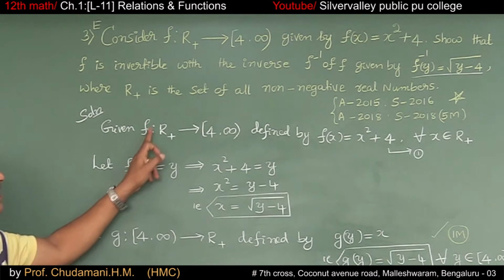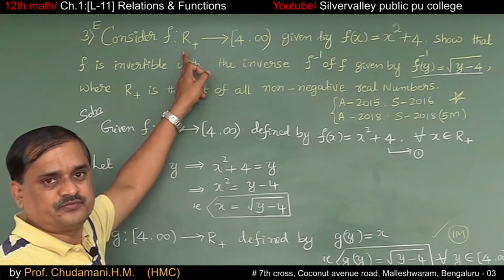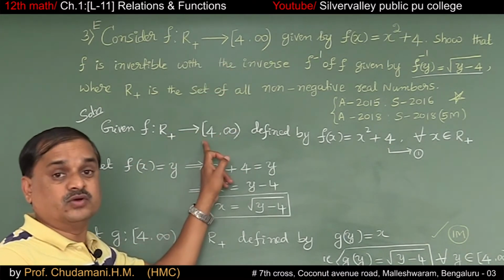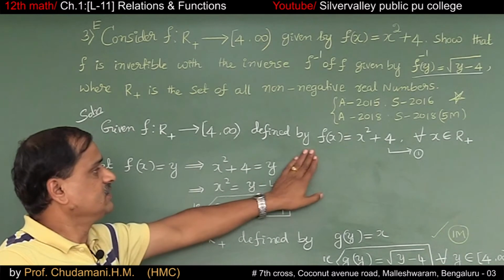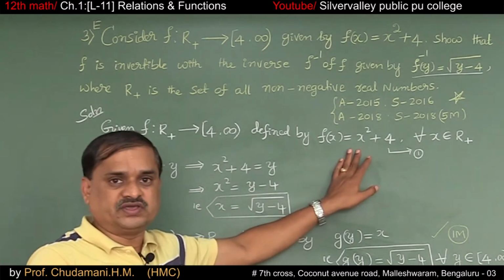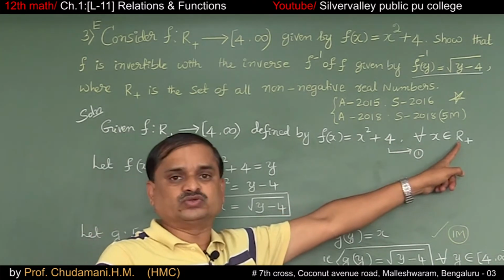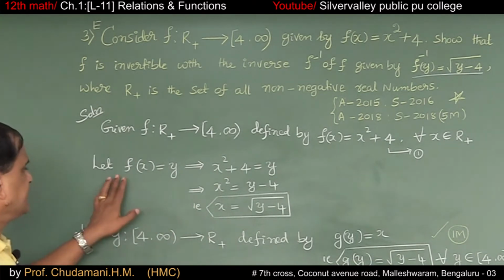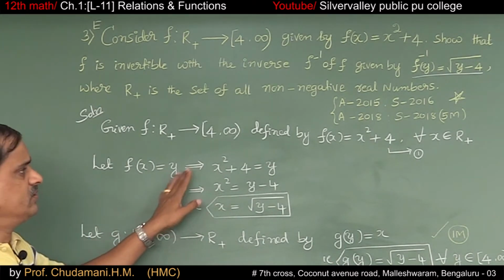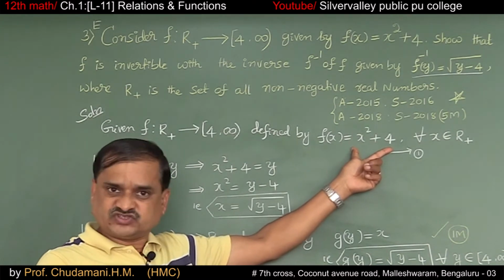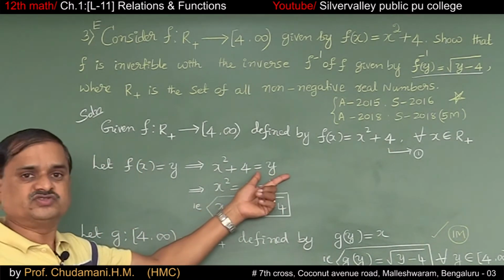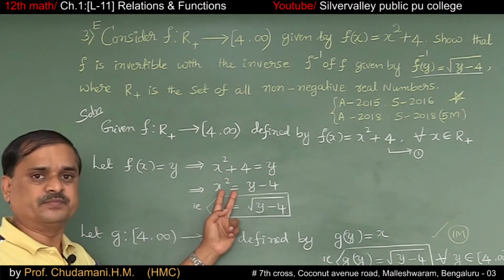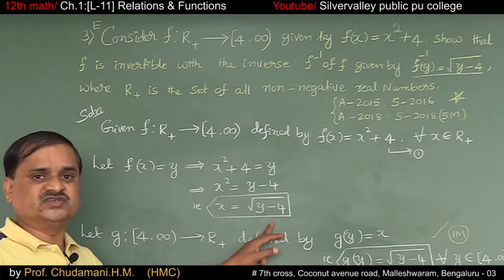Solution. Given the function f from the set of positive real numbers to the closed interval 4 up to plus infinity, given by f of x is equal to x square plus 4, where x belongs to the domain R plus. Say this is equation 1. Let f of x is equal to y. What is f of x? x square plus 4 is equal to y. Solve for x: y minus 4 is x square, so x is equal to root of y minus 4.